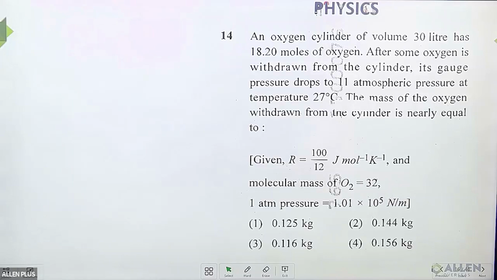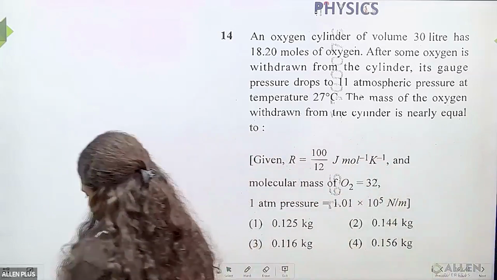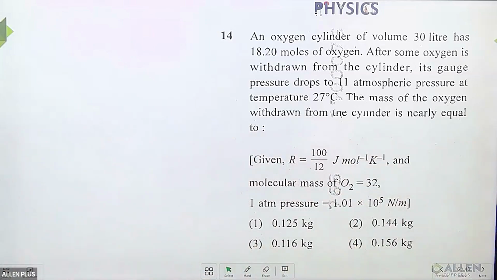An oxygen cylinder of volume 30 liter has 18.20 moles of oxygen. After some oxygen is withdrawn from the cylinder, its gauge pressure drops to 11 atmospheric pressure at 27 degrees Celsius. The mass of the oxygen withdrawn from the cylinder is nearly equal to? How much mass of the oxygen has been withdrawn is the question. 30 liters of oxygen is initially present at 12 atmospheric pressure. This is the given condition.